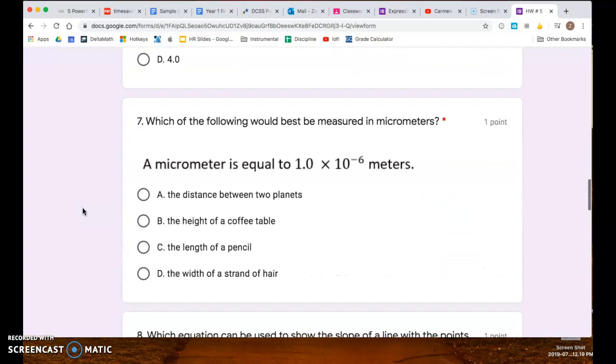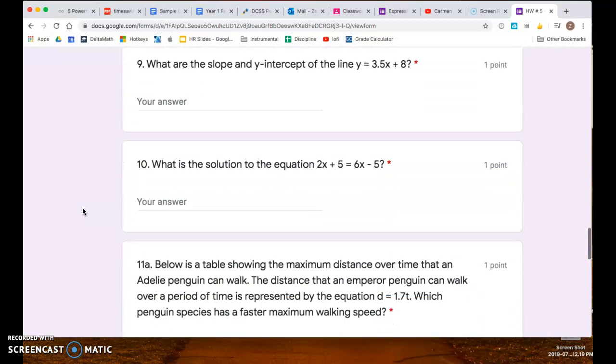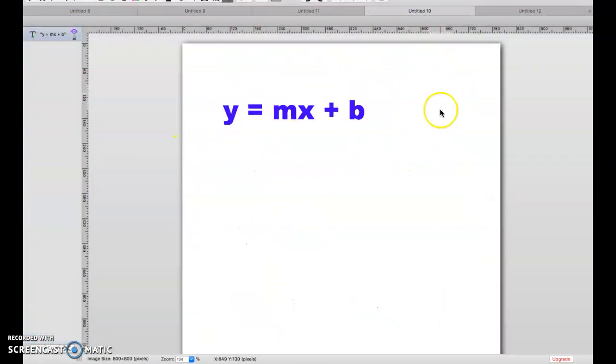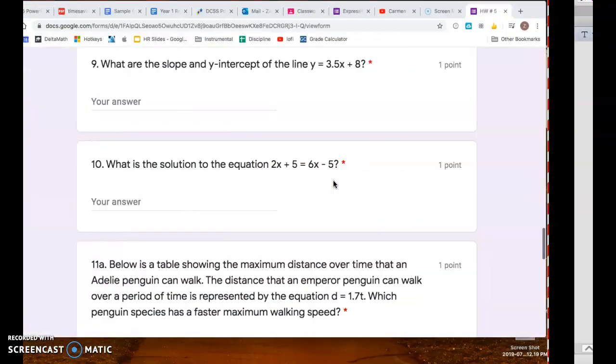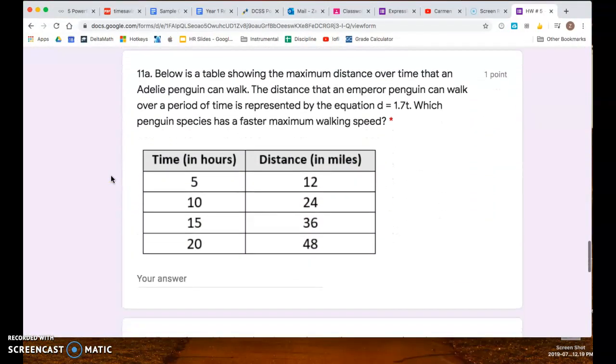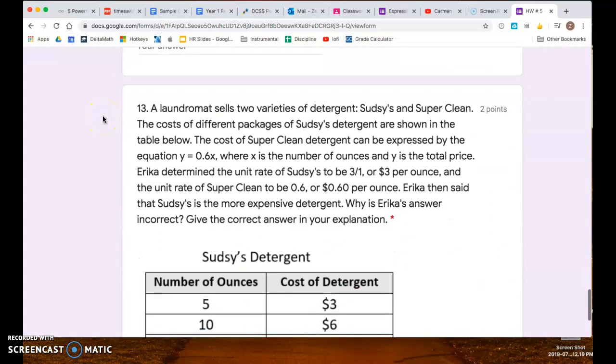Problem 6, 7, 8, 9. Oh, 9 I want to talk about real quick. 9, it's in the form of y equals mx plus b. We know that m is the slope and b is the y-intercept. That was just basically a reminder for you. Okay, I'm about to help you with 11a and 11b and 13.